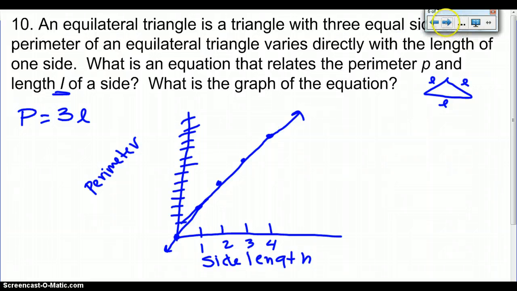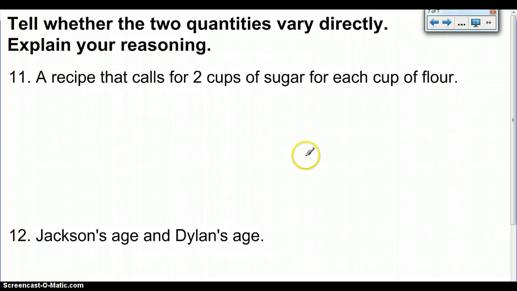Let's move on to our last couple. So for these ones, tell whether the two quantities vary directly. Explain your reasoning. So for number 11, a recipe that calls for 2 cups of sugar for each cup of flour. So we have to decide if it's going to vary directly. So for every 2 cups we use a cup of flour. So it goes up 2 cups every time, and it goes up by 1 cup. So it does vary directly because every time you use 2 cups, you use 1 cup of flour. So yes, it varies directly.